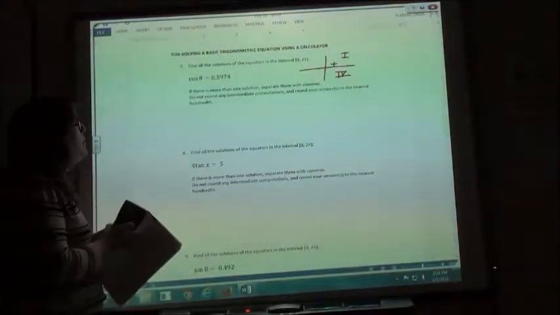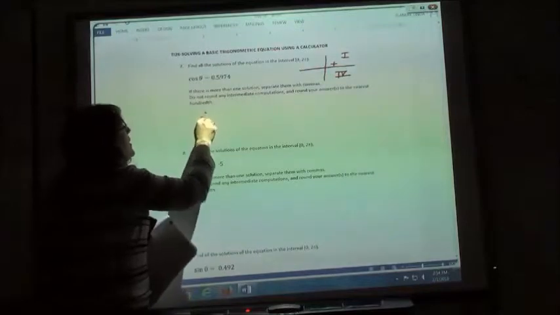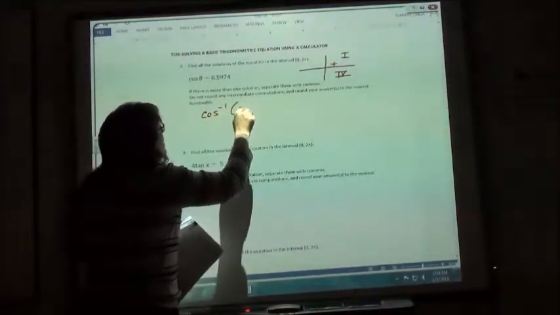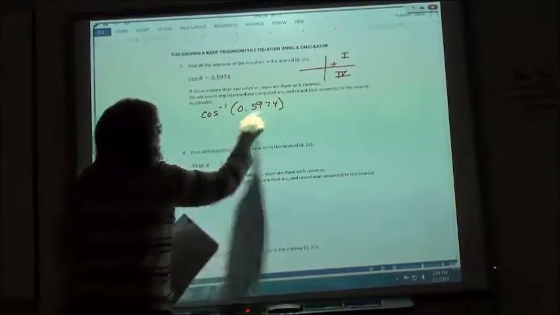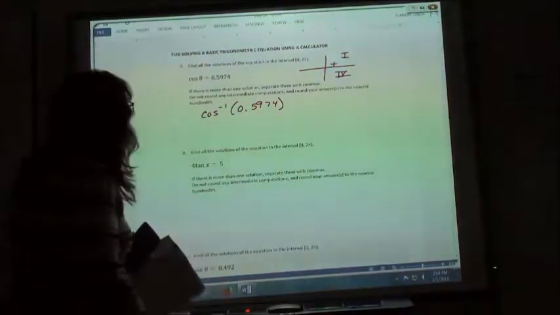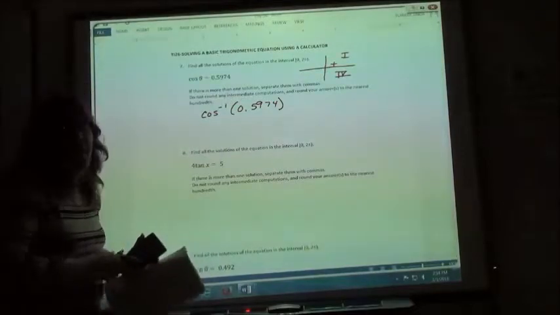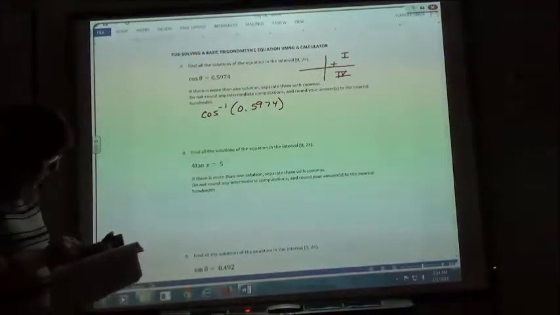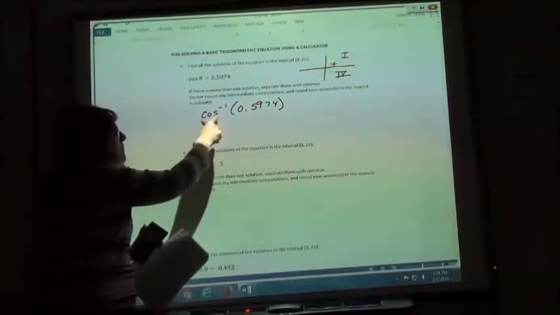So first thing I'm going to do is just put that into my calculator, but I want to do the inverse cosine of my 0.5974. On the Casio, you don't really need the parentheses. I believe if you have a Texas Instrument, it will put the parentheses there. So either way should work. If you're on the Casio, on the Texas Instrument, you need the parentheses. So you're going to hit shift cosine to get inverse cosine.